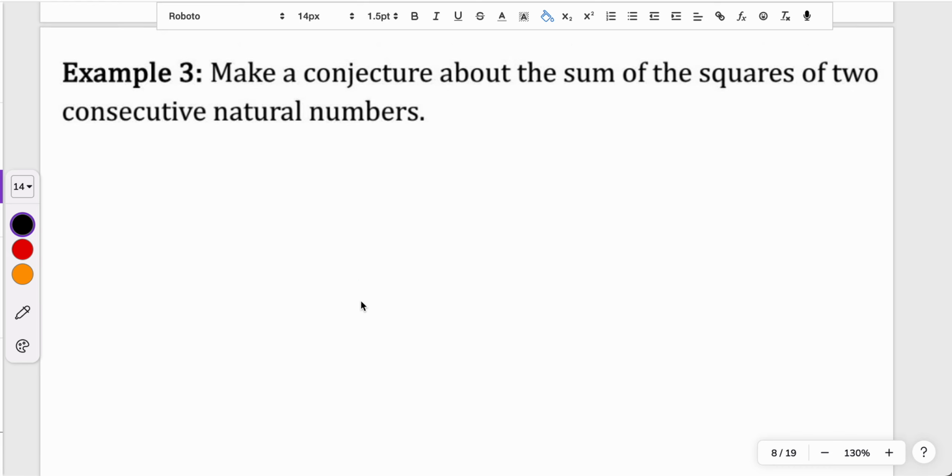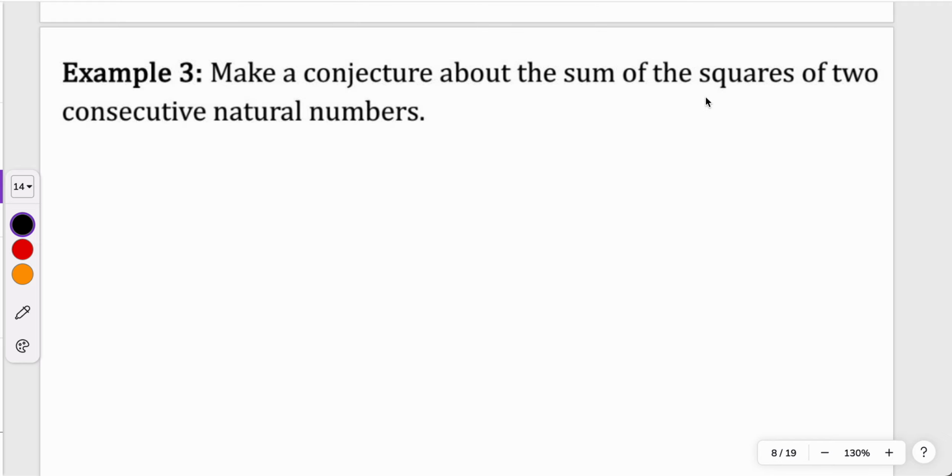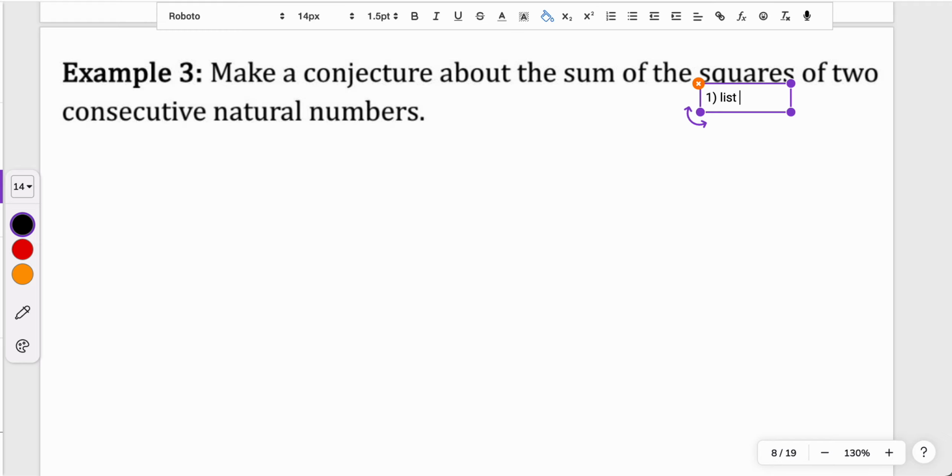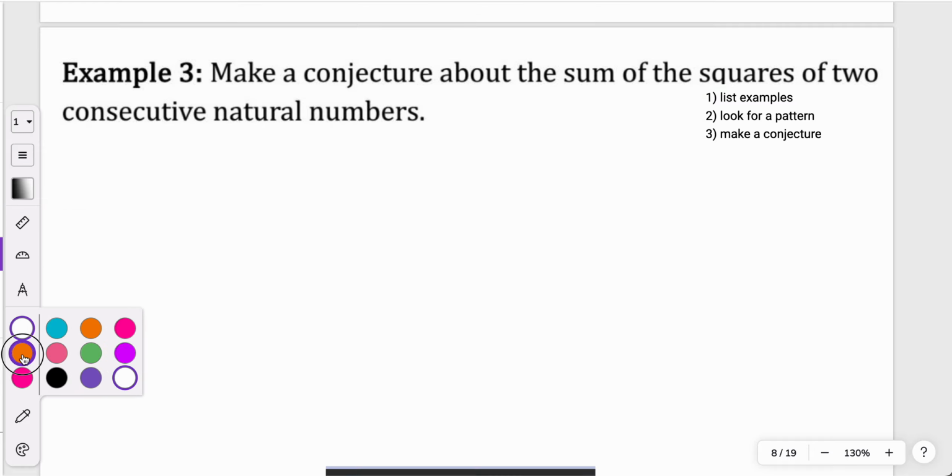All right, going on to example 3, so we're flipping our page. Make a conjecture about the sum of the squares of 2 consecutive natural numbers. So here's a list you should be thinking about. Step 1, list some examples. Step 2, look for a pattern. And then step 3, make a conjecture, which is an educated guess. I'm actually getting my writing utensil out here for this.